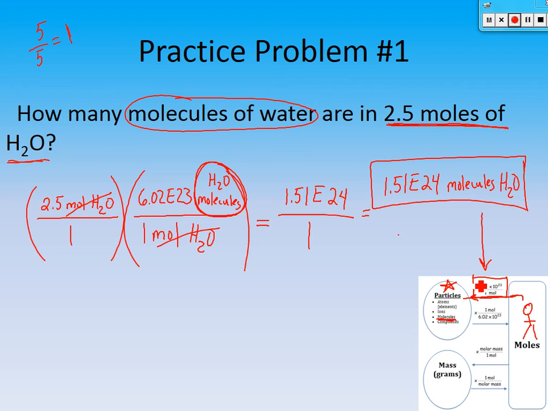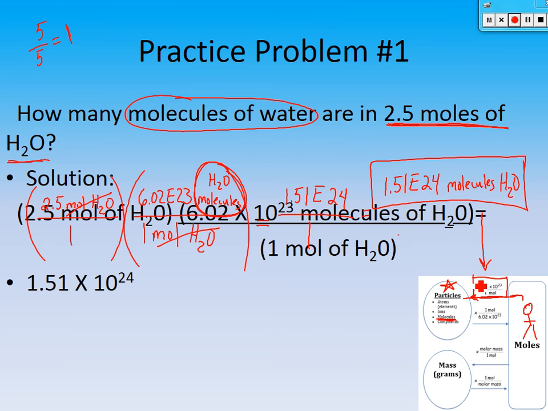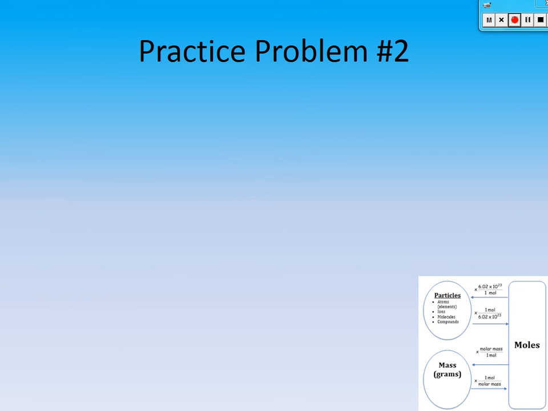Okay, let's look at another one. I want to go through a number of these problems, and hopefully by the time we're done, you'll have a pretty good feel of how to do these problems. So let's go to, let's see, we did get that one right. 1.51 times 10 to the 24th molecules of water. All right, practice problem number 2.